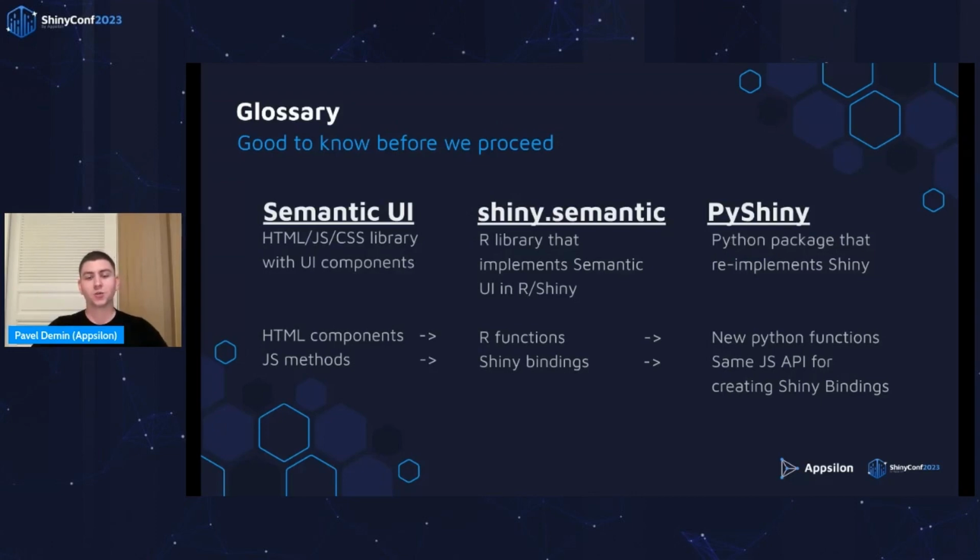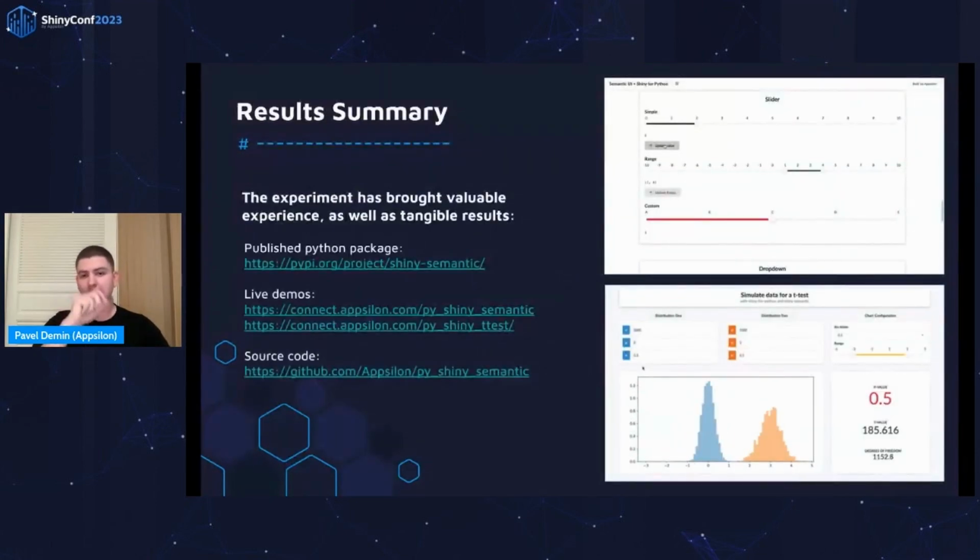Finally, PyShiny, or Shiny for Python, is a re-implementation of Shiny in Python. And I want to stress the most here that the server part of Shiny has been rewritten in Python. However, the client side remains unchanged. And it means for us that building Shiny bindings has got to be the same, which means that we probably can reuse those from Shiny Semantic. Now that we're on the same page, let's begin.